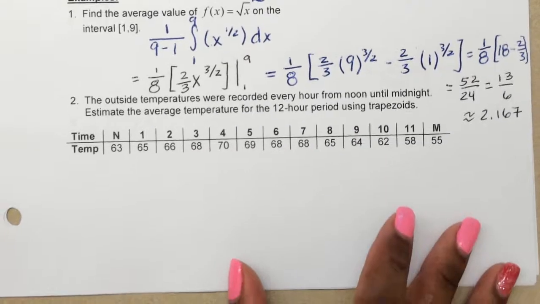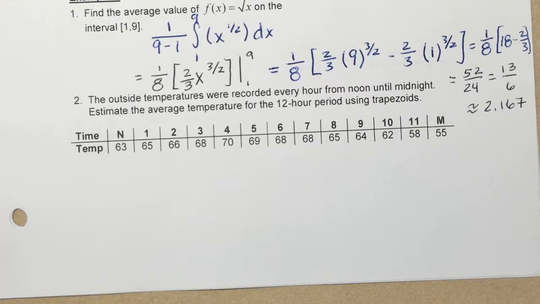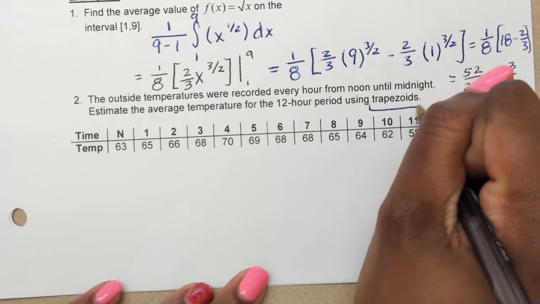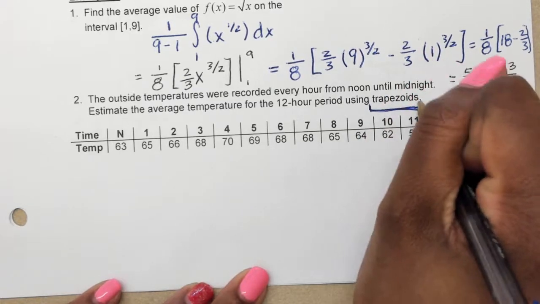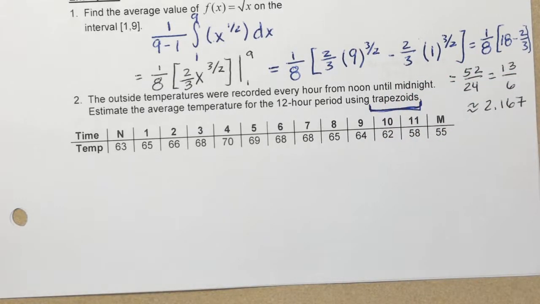Now for question number 2, we have the outside temperatures were recorded every hour from noon until midnight. We want to estimate the average temperature for the 12-hour period using trapezoids. So we have not yet looked into how to find the area under a curve using trapezoids. That's actually 5.5. So what we're going to do is we're going to table this question until 5.5, and then we'll revisit it at that point.